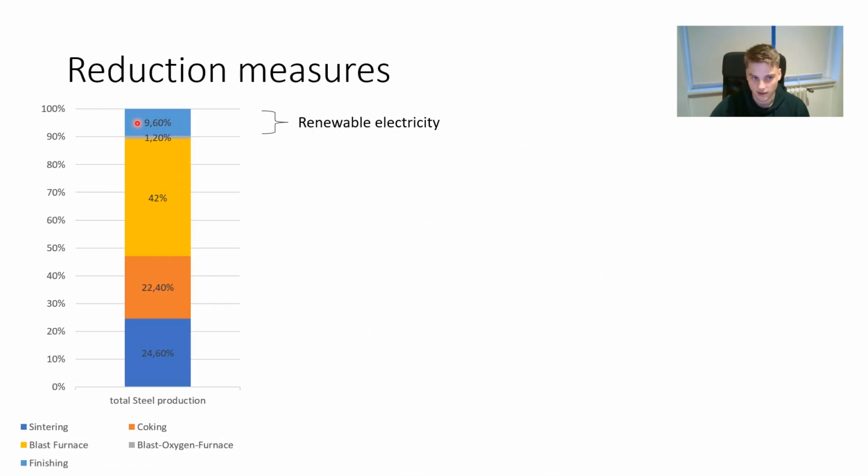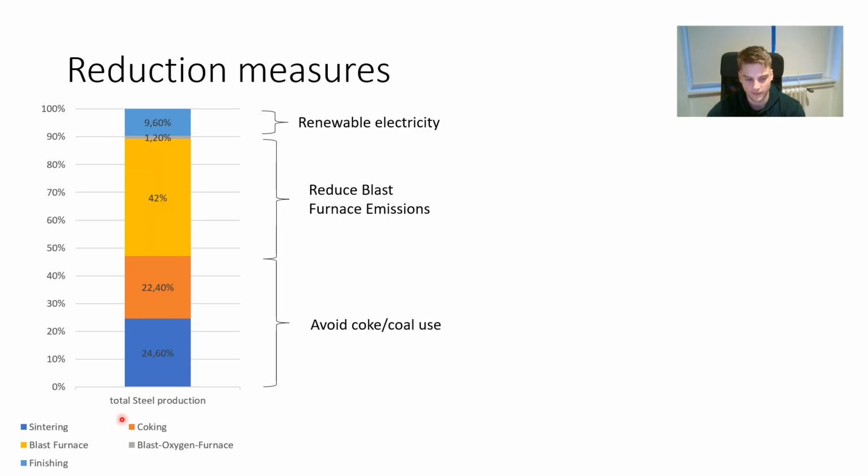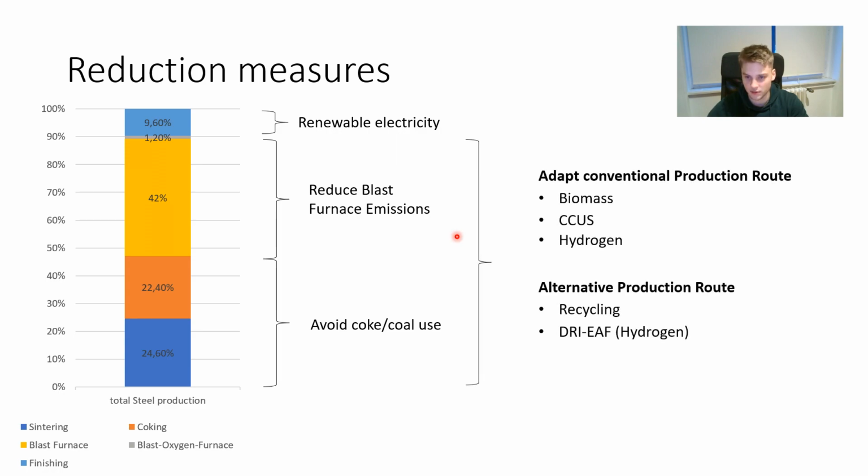on reduction measures. Starting with finishing, I've said that electricity has a major part in finishing emissions, so renewable electricity would be a solution. The majority of emissions comes from the blast furnace, so we have to reduce the blast furnace emissions. And to address sintering and coking, there are measures with the goal to avoid coke and coal use. Both of these ideas, which address the majority of the steel production emissions, can be split into two categories. We have the adaptation of the conventional production route by using biomass, CCUS or hydrogen, but we could also use alternative production routes by, for example, recycling or the direct reduced iron path.